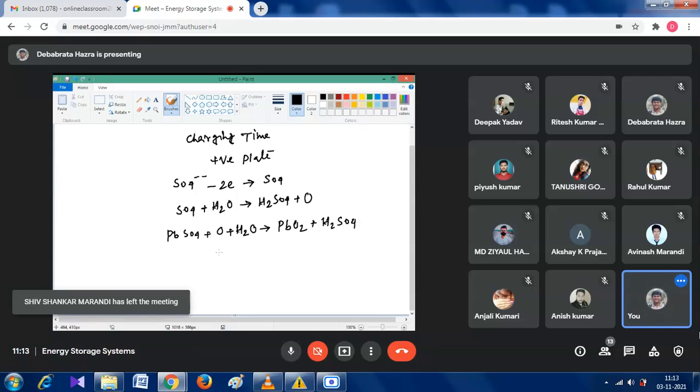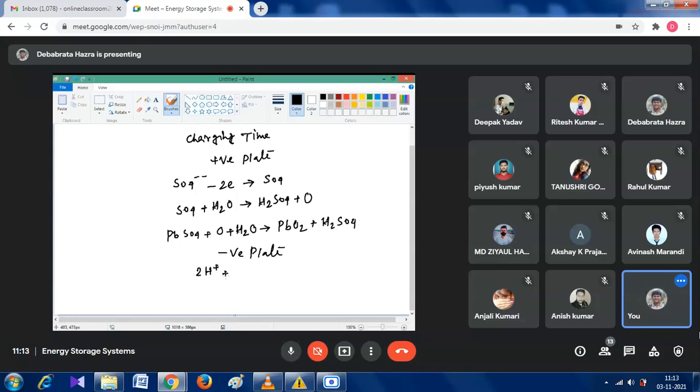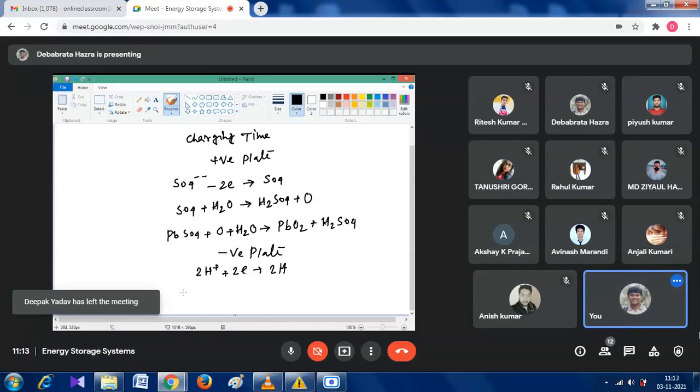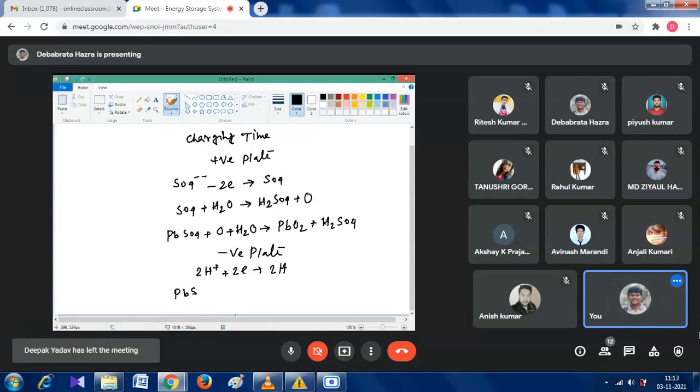And in case of the negative plate, what will happen? 2H plus taking 2 electrons becomes 2H, and this H reacts with PbSO4, which is the negative plate at that time, and this hydrogen ion reacts with PbSO4 and creates lead plus H2SO4.